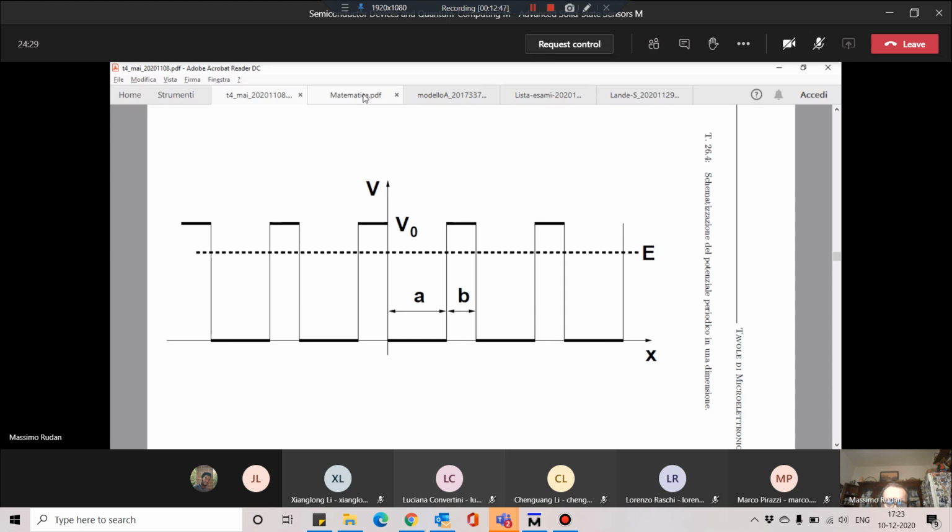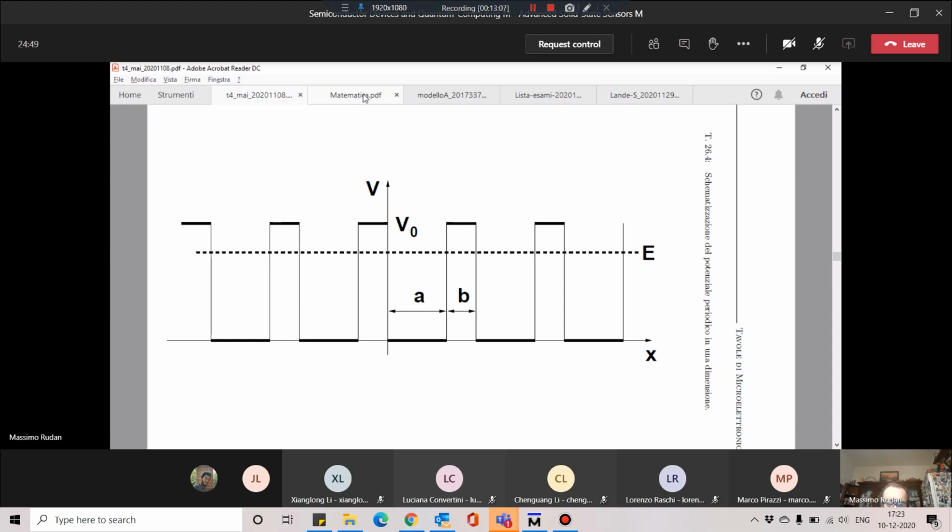Then the point is we have to solve the Schrödinger equation. Obviously, the period of the potential energy is a plus b. So the potential energy is periodic with the period a plus b.